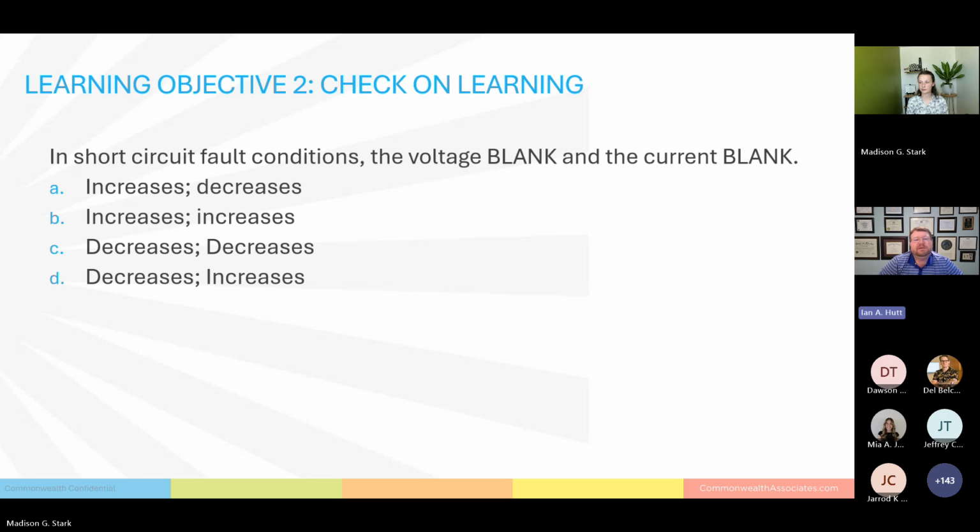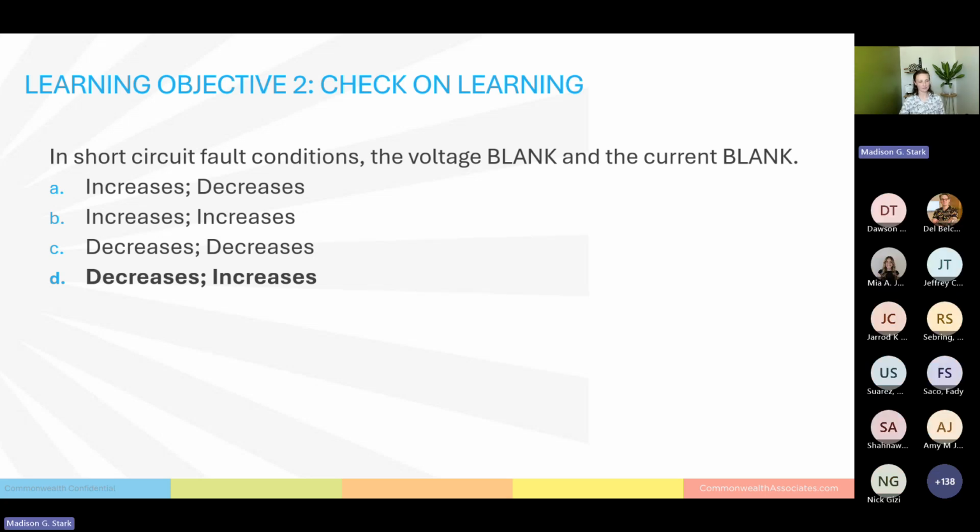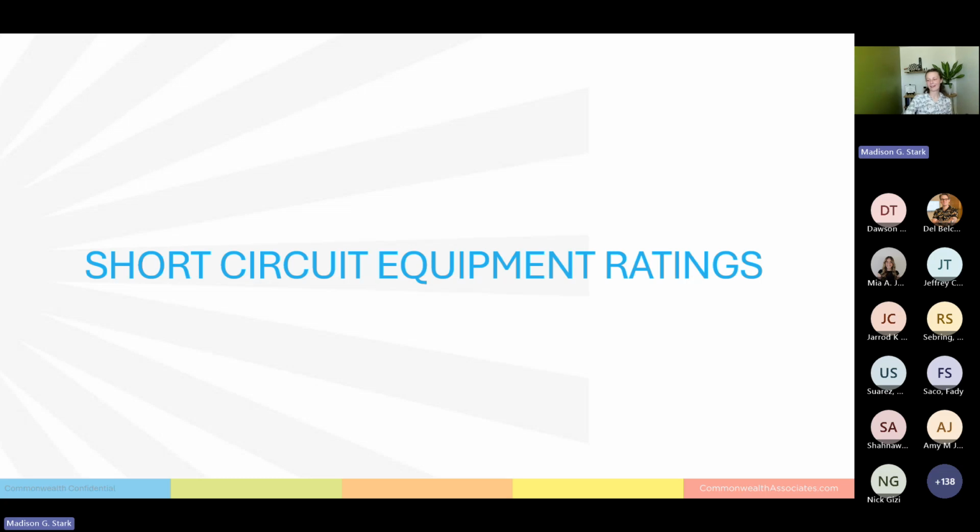All right, answers are coming in. Overwhelmingly, the voltage decreases and the current increases. Madison? That is correct. That is exactly what happens in the system when a fault occurs. Perfect. Okay, now short circuit equipment ratings.